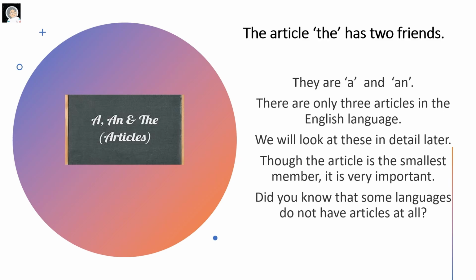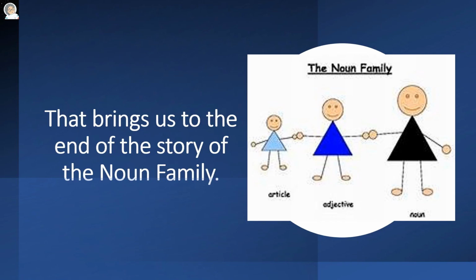The article the has two friends. They are a and an. There are only 3 articles in the English language. We will look at these in detail later. Though the article is the smallest member, it is very important. Did you know that some languages do not have articles at all? That brings us to the end of the story of the noun family.